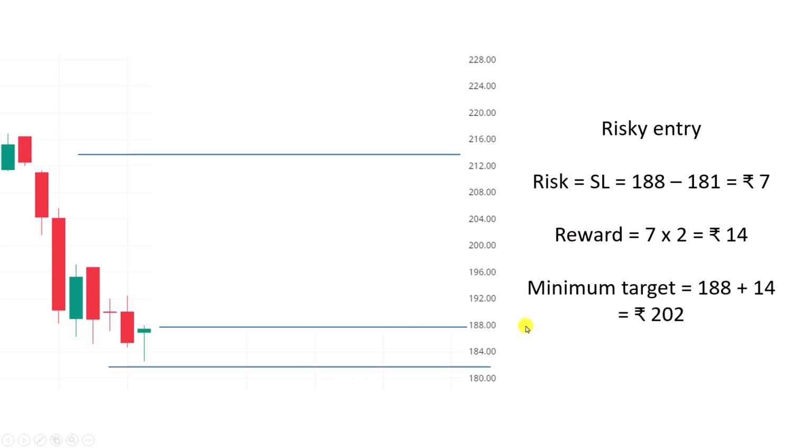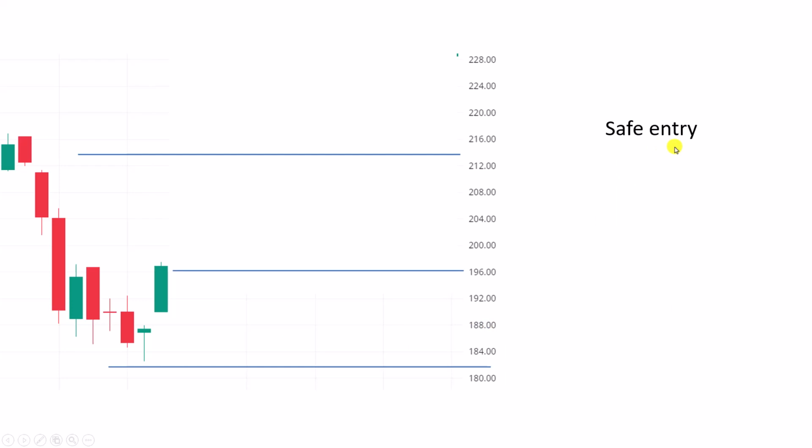Alright. Now let us look at a safe entry. Instead of buying at the close of the hammer, I wait for one more day for a candle to form and close above the high of this hammer. So the price moves up and this is the candle that I get. And let us say on the second day at 3:20, I feel that the price will close above the high, and so I buy at 196 rupees.